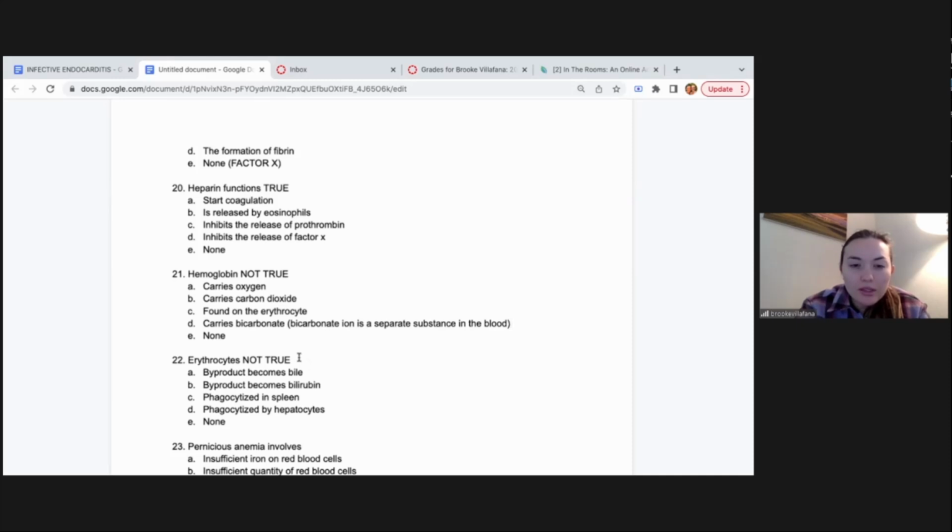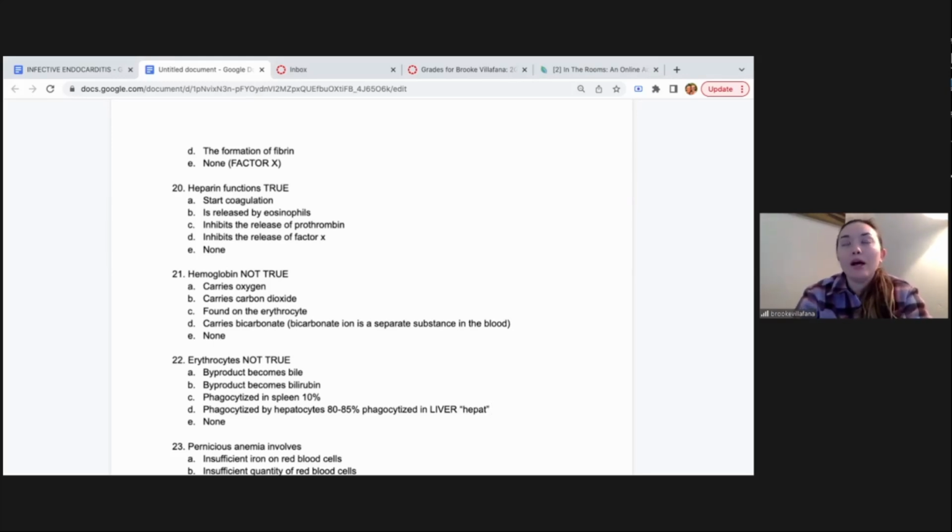Erythrocytes, which of these is not true about erythrocytes? Good. I have you guys about 50-50. So we know that a byproduct does become bile, and we noted that a byproduct does become bilirubin of red blood cells. We know that 10% are phagocytized in the spleen, right? And 80 to 85% are phagocytized where? In the liver. Remember that for the liver, we can also say that that abbreviation is hepat.